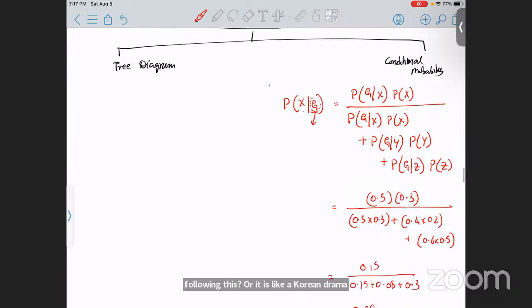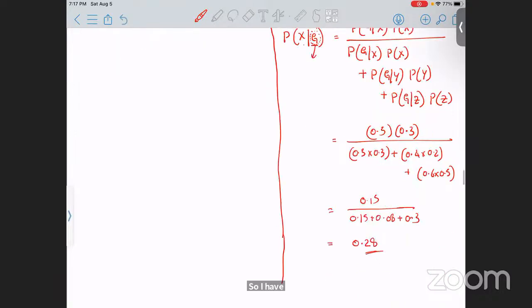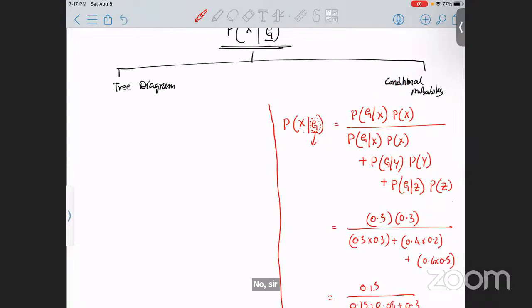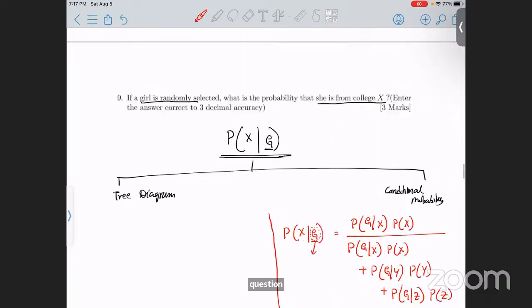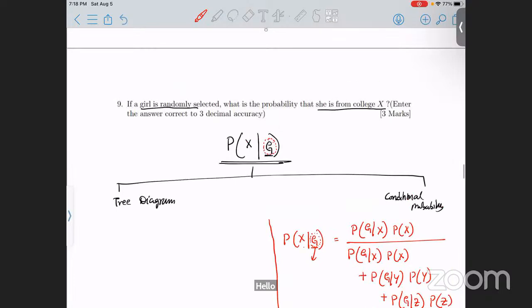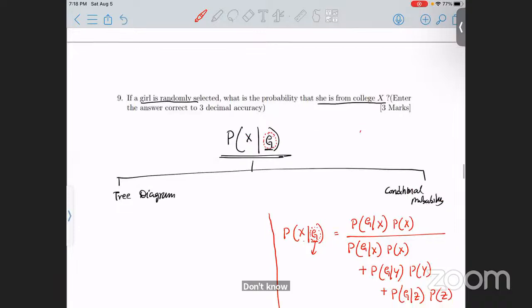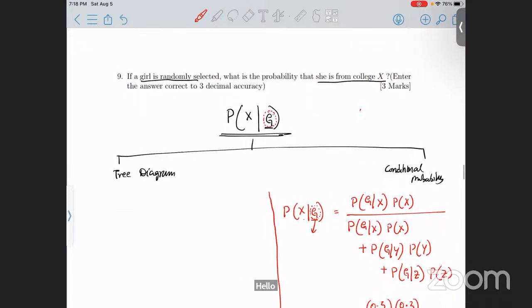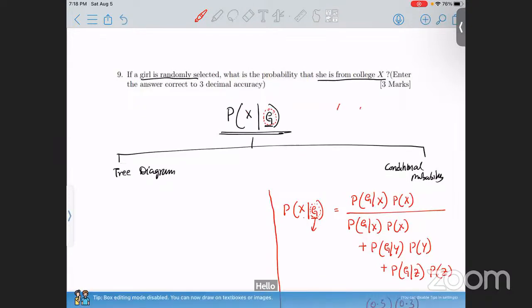Sir, I have a question. In question number 9, they have mentioned a girl from X college, right? Look, randomly selected. Already they selected a girl, and that girl is from X college. So what is the tree diagram? Someone is asking. Listen carefully: already they selected a girl. Already they selected a girl.